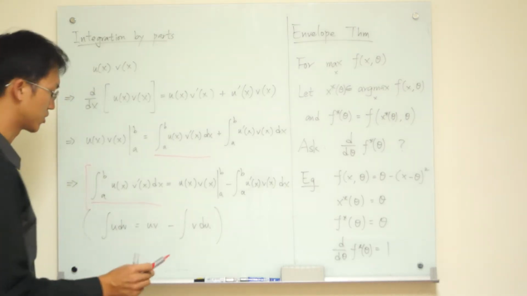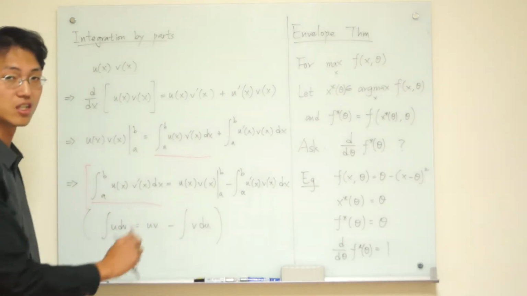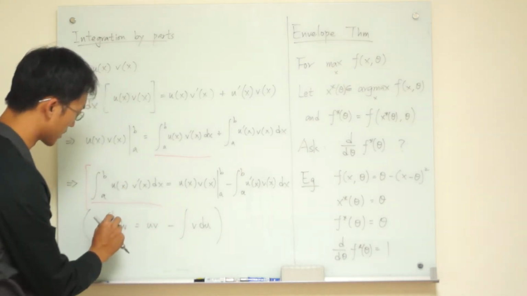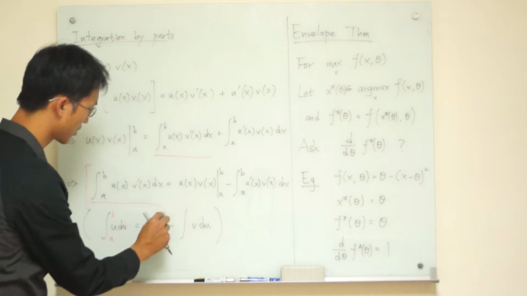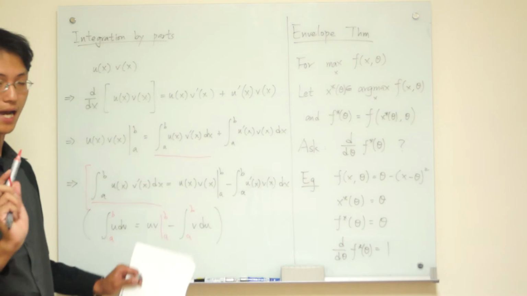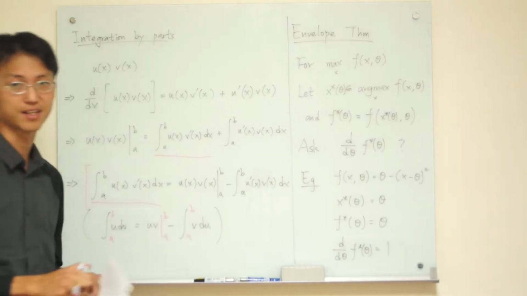One thing to remind you is that if we do a definite integral, we need to specify bounds, and here we need to plug in bounds. For example, from a to b. Integration by parts, we're going to use that later.